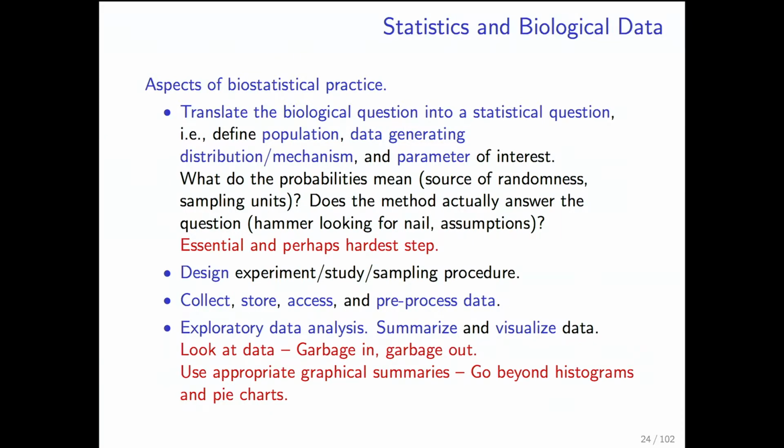And also, we want to make sure that the method actually answers the question. If you look at the literature, again, you see a lot of sophisticated methods that are applied without having really asked a proper question. So you're not quite sure what you're answering at the end of the day.